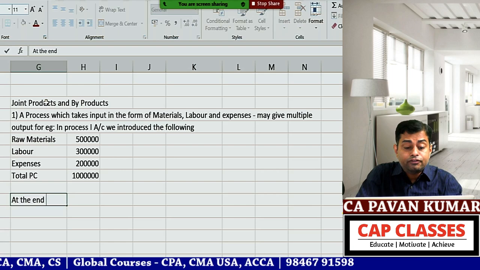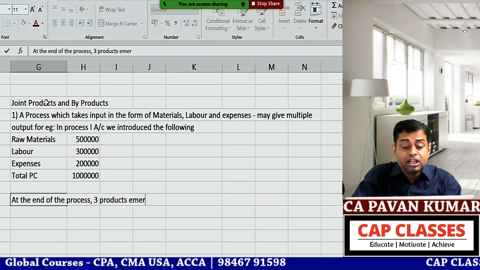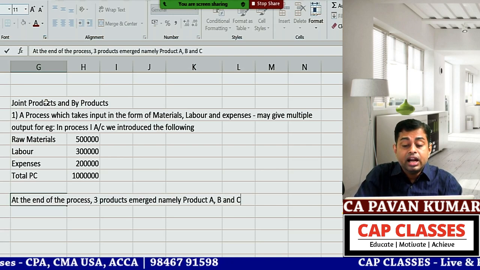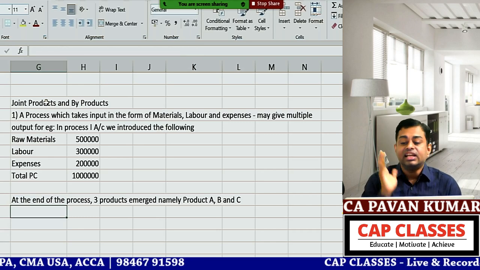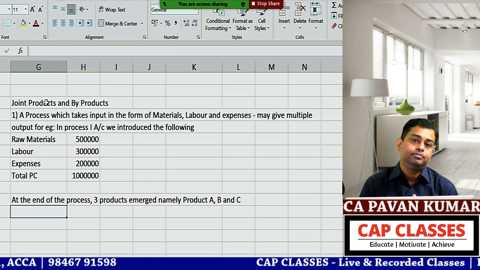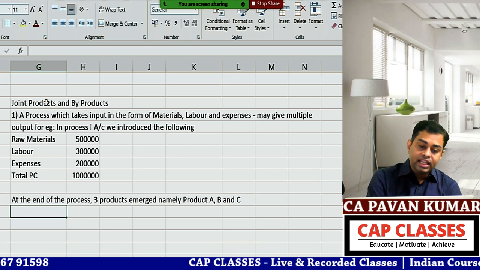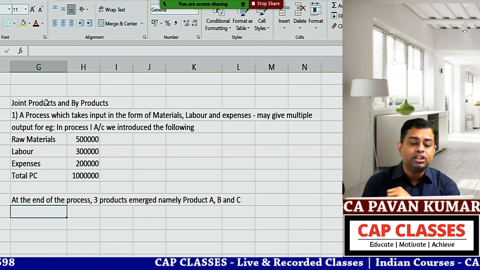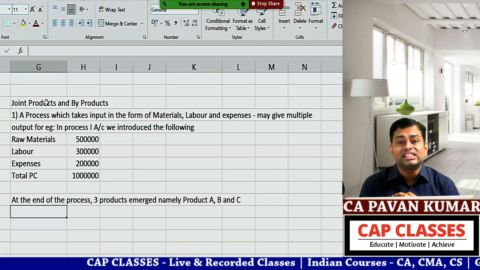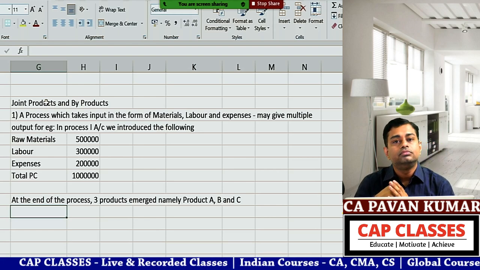At the end of the process, 3 products emerged, namely product A, product B, and product C. This is the story. I started one process. In the process, I introduced 5 lakhs worth of raw material, 3 lakhs worth of labor and 2 lakhs worth of expenses. Total process cost is 10 lakhs. But at the end of the process, one output is not emerging. 3 outputs emerged.